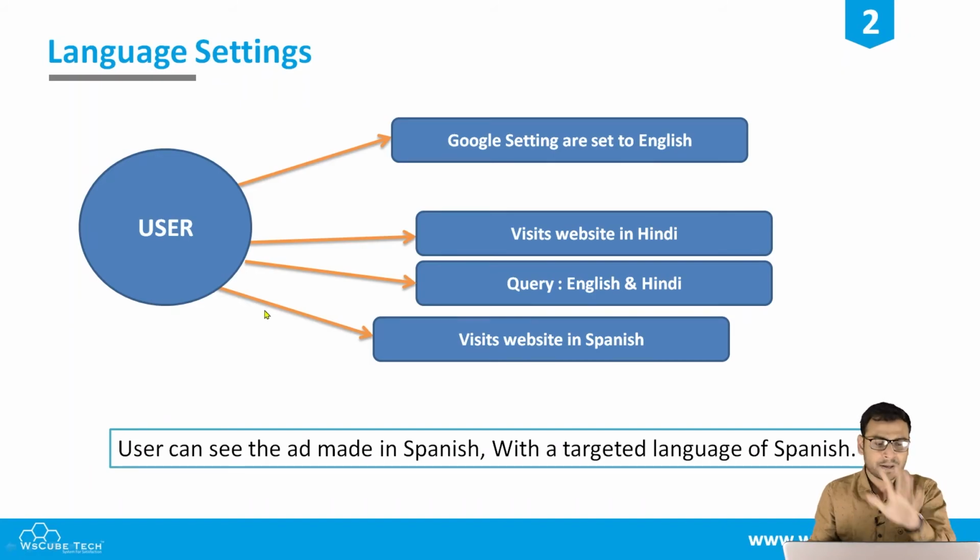So guys, this is just a very basic example. Suppose there is a user whose Google settings are set to English, who visits websites in Hindi, because a single user can do multiple activities.